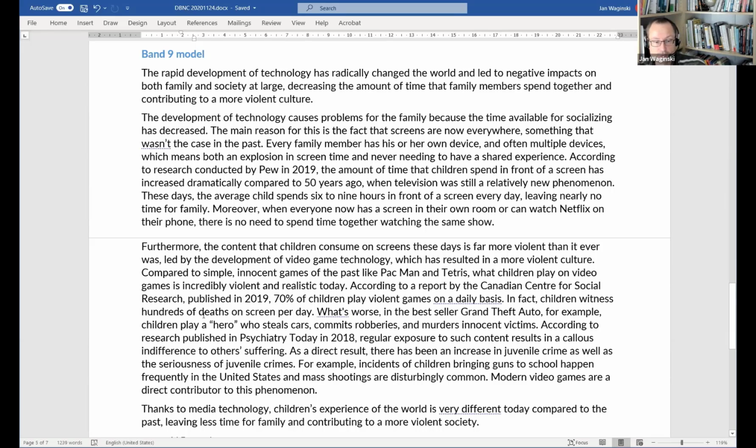In fact, children witness hundreds of deaths on screen per day. What's worse, in the bestseller Grand Theft Auto, for example, children play a hero who steals cars, commits robberies, and murders innocent victims.